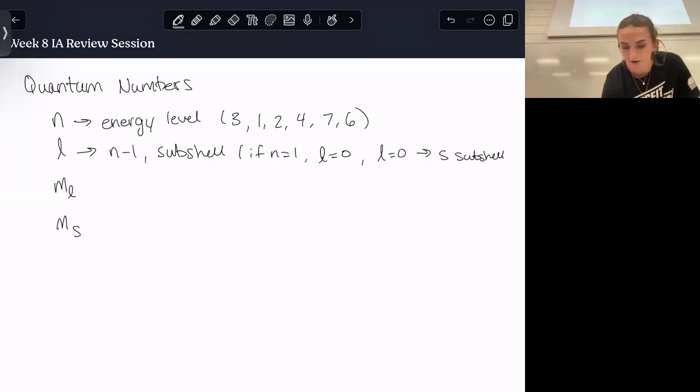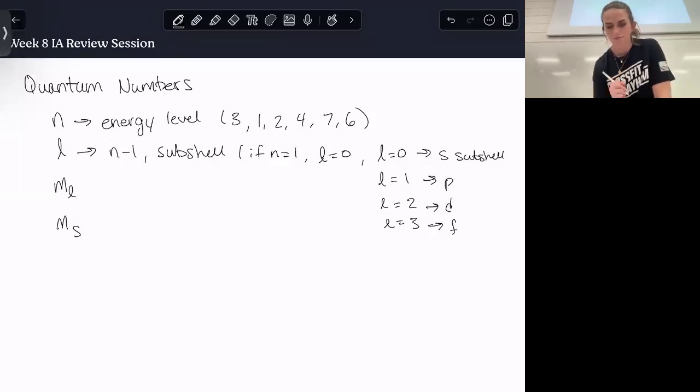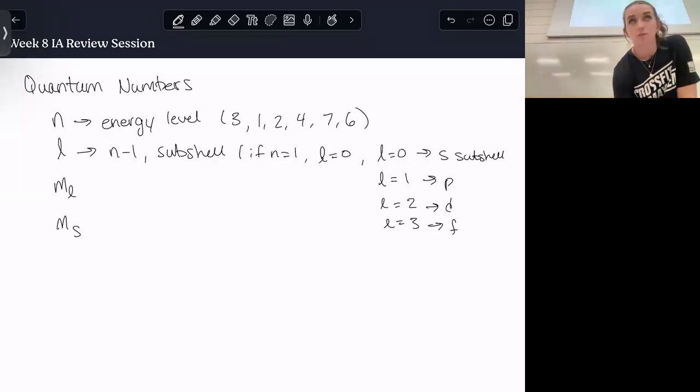Okay, what are our other l values? 1, 2, and 3. Those are the ones we care about. When l is equal to 1, what is that letter? That's p. What about 2? d. What about 3? f. Good. We all know where we can find those on the periodic table, in terms of the s block, the p block, the d block, and the f block. If you don't, happy to explain. You do? Okay, great.